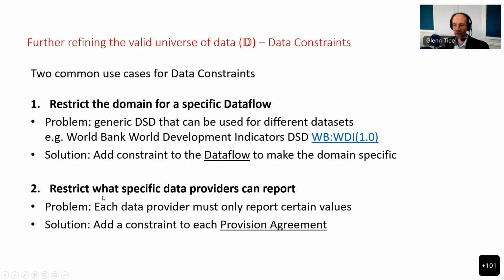The second use case here is restricting what specific data providers can report. As we saw earlier, it's really helpful to add a constraint perhaps to a provision agreement. So a particular data provider may be reporting data for one particular region. We can add a constraint to the provision agreement to restrict the data that they can report just to that particular region. And as we saw earlier, we can do that by adding a constraint to a provision agreement.